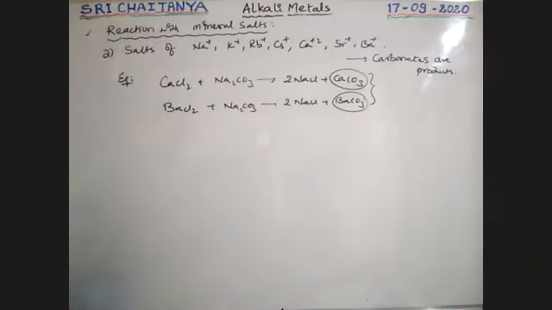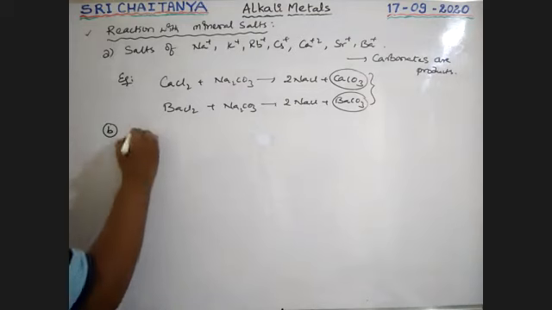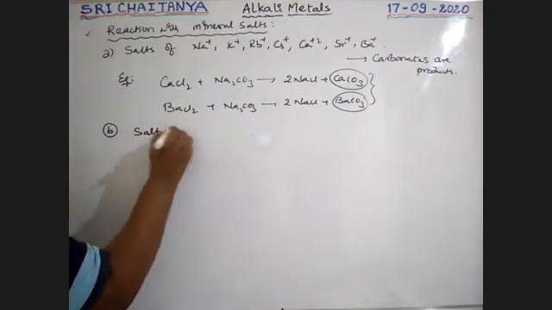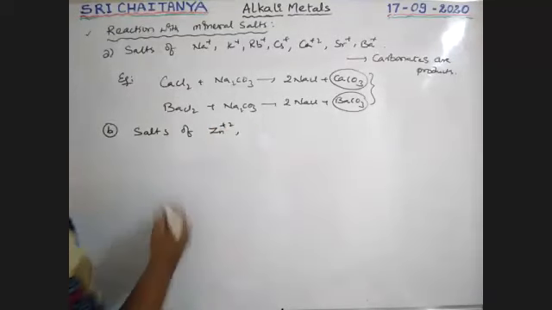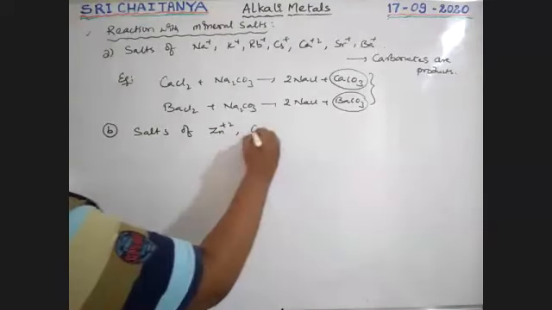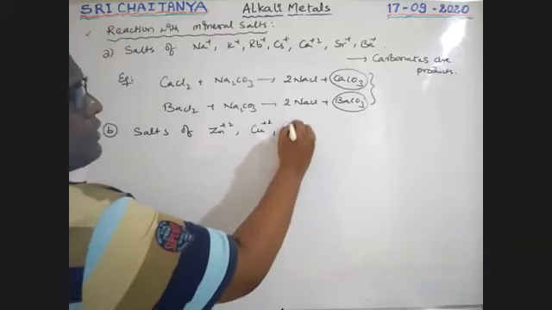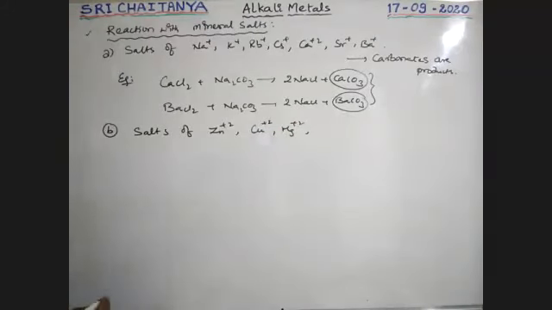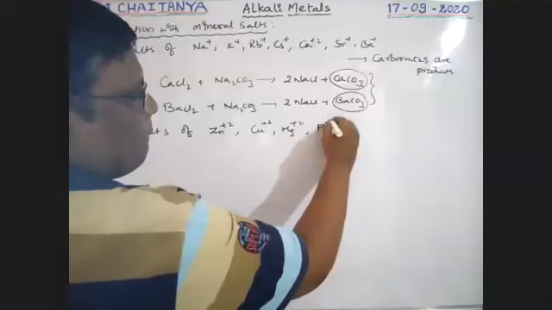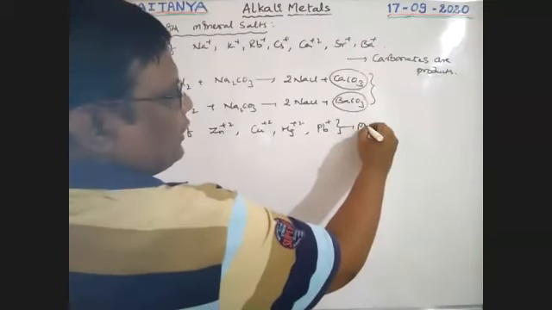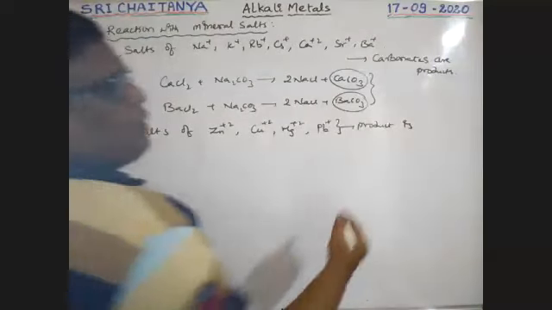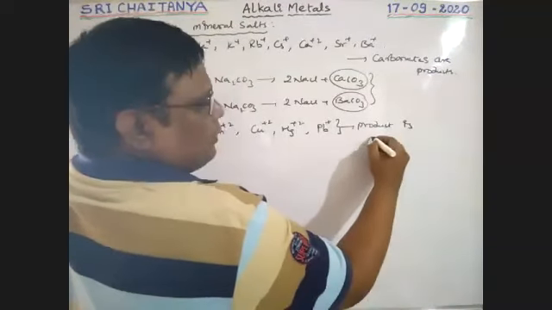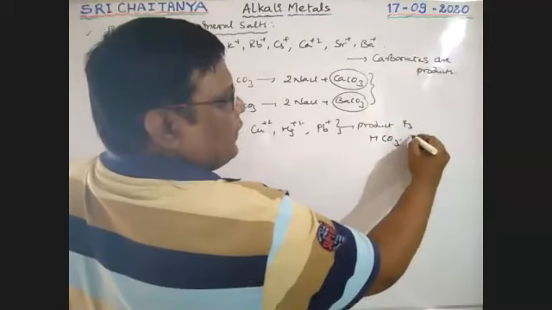Next, second case, that is salts of Zn 2 plus, Cu 2 plus, Mg 2 plus, Pb 2 plus. Here the product is an addition compound, that is carbonates with hydroxide.